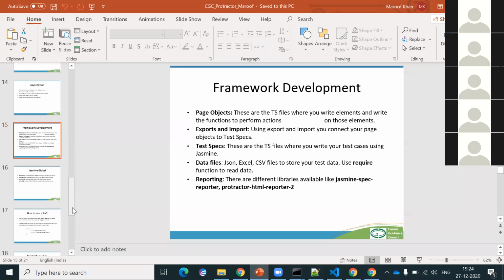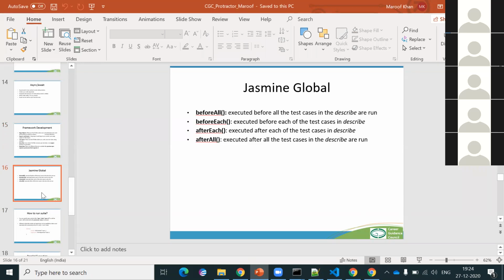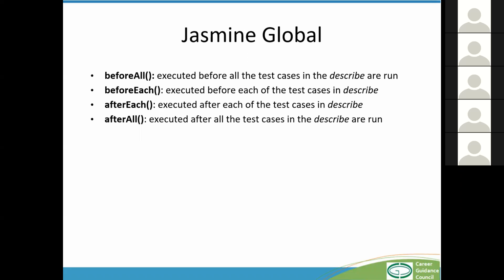So now let's go to Jasmine Global. What is Jasmine Global? Jasmine Global are functions which are provided by Jasmine in order to make test related configuration easy. Okay. So if you see this, before all is executed before all test cases. Like there are 4 or 5 it blocks. Now whatever code you have written inside before all, this will be executed first.